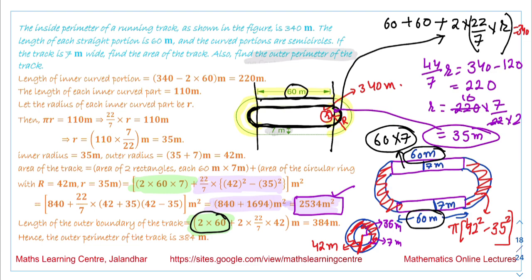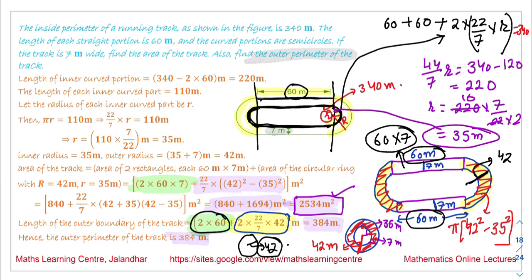Now the outer radius of this portion is 42. So we are talking about a complete circle whose radius is 42, and the perimeter of this circle will be 2 pi r. Why a complete circle? It is a semicircle over here and a semicircle over here. So two semicircles when we join, we get the complete circle, and the formula for the perimeter of a circle is 2 pi r. It is 2 into 22 by 7 into 42, and the final answer we will get is 384 meters. So we are saying the outer perimeter is 384 meters.